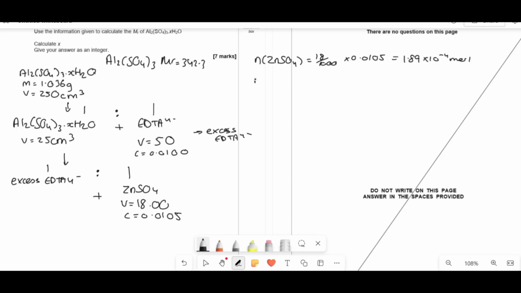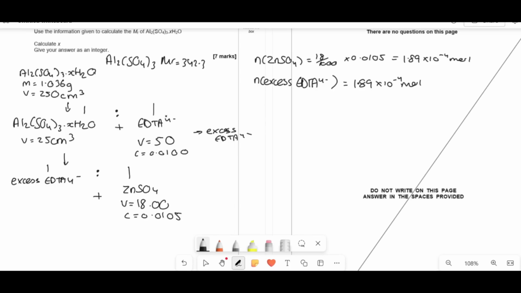Therefore, on that basis, we know that the moles of the excess, and make sure you write it like this so you know what you're doing. And if you get it wrong, the examiner can at least know what you're doing and you can get method marks. The moles of the excess EDTA, well, if they're in a 1-to-1 ratio, that must also equal 1.89 times 10 to the minus 4 moles. Excellent. So now you know that the moles of that is that.